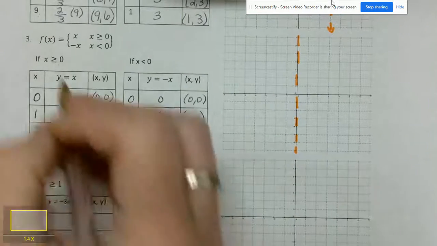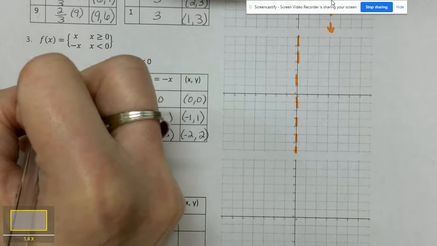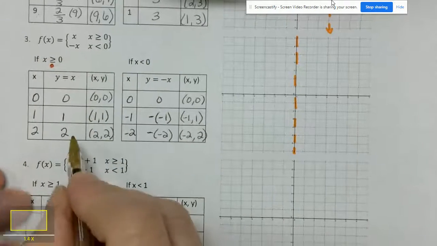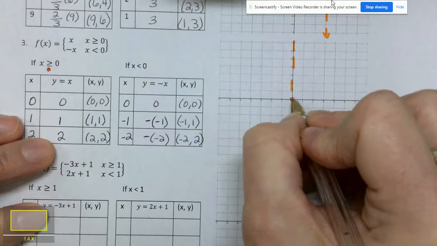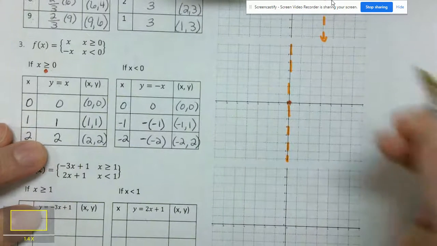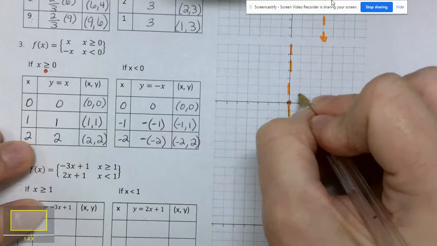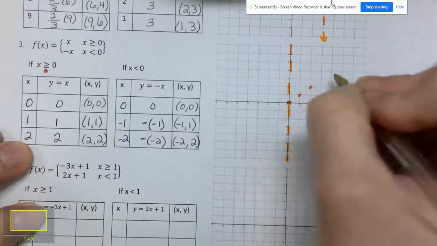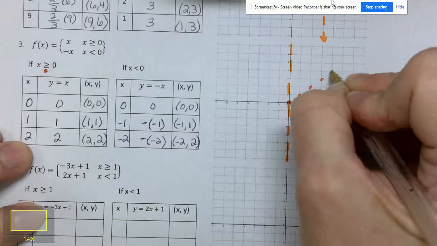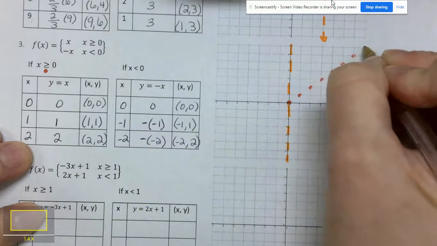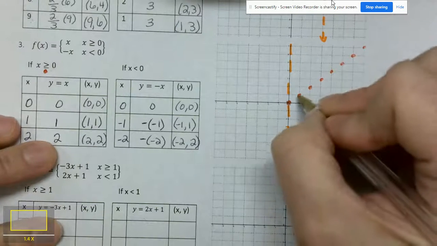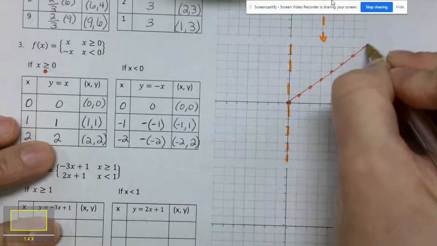Okay, now let's graph the one that's equal to first. So this is our closed circle. 0, 0 is going to have a filled in circle. Okay, then 1, 1, 2, 2, and you can see the pattern. You're going up 1 and over 1, so that pattern's going to continue like that. So you're going to have a graph that looks like this.